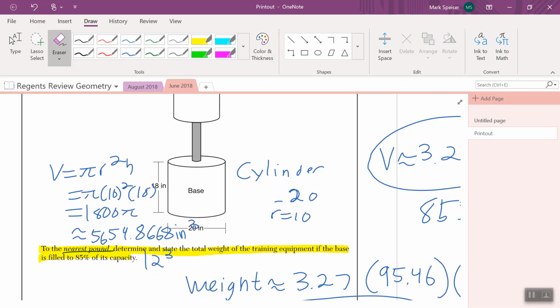So we know our diameter is 20 inches. That means our radius is 10 inches. So our volume is pi r squared times the height, the volume of the cylinder. So it's pi times 10 squared for the radius, times 18 for the height. It's 1800 pi. Use our calculator to get the answer.